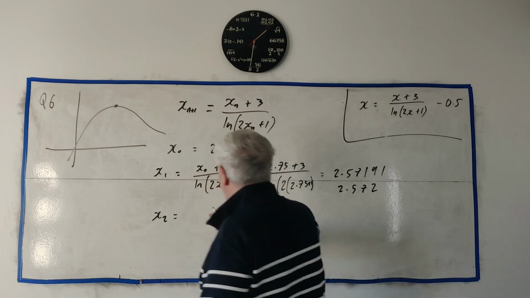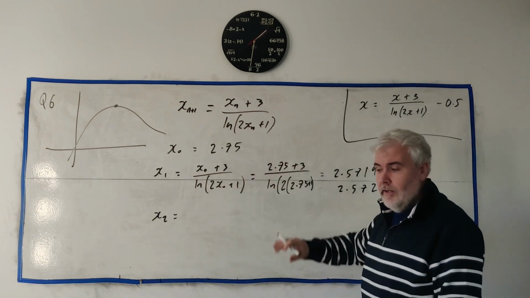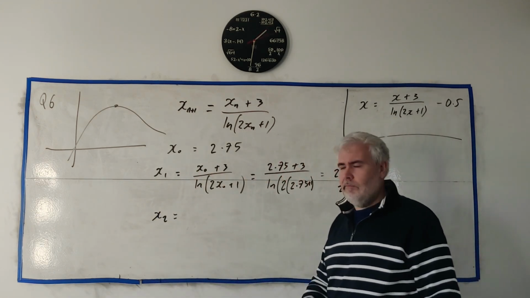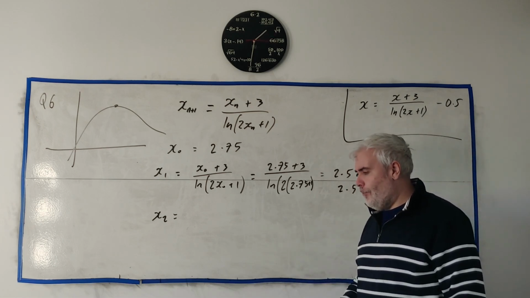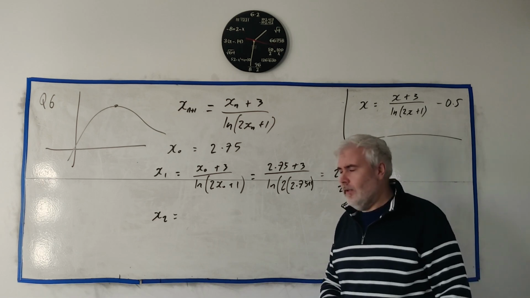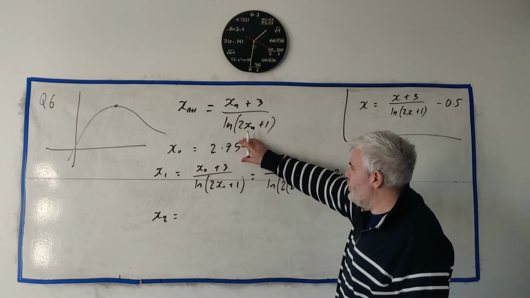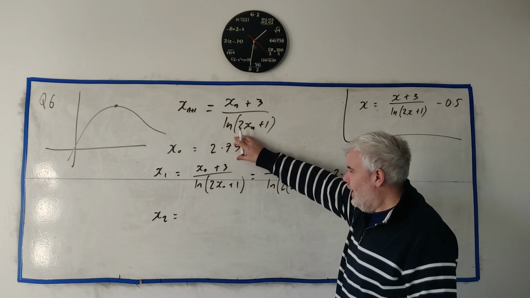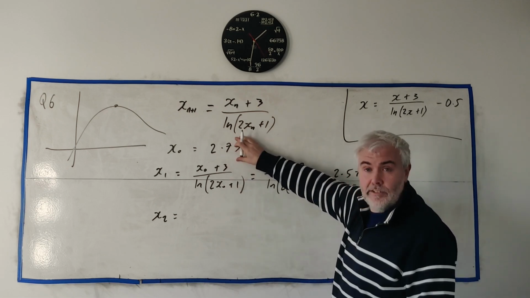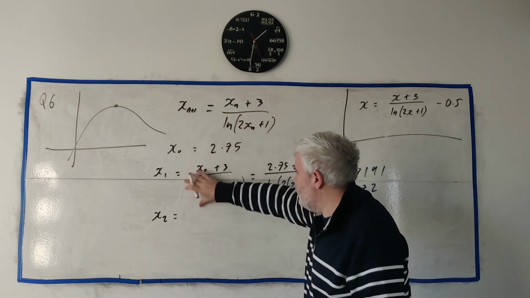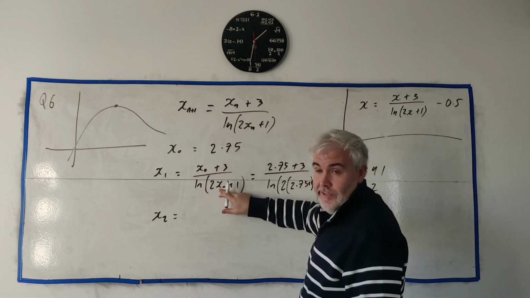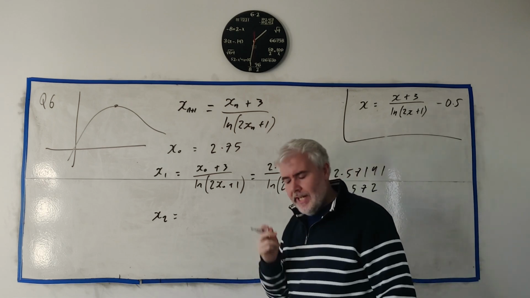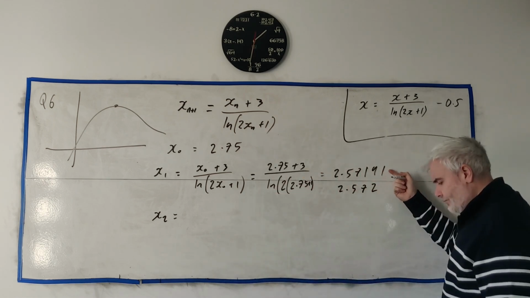Okay, and you just do that again. x2 is equal to this, you put your new guess in here. There is a quicker way to do it by learning to use your calculator a bit better. You put your first guess in and press equals. That'll save in your calculator as answer. Then you put this whole function in, so it's answer plus 3 over natural log 2 times answer plus 1. Press equals again and you'll get this.